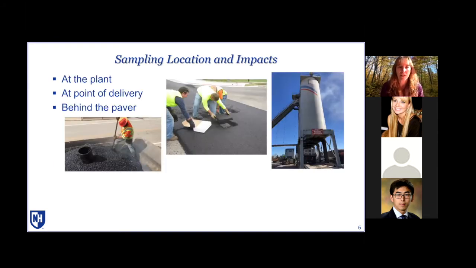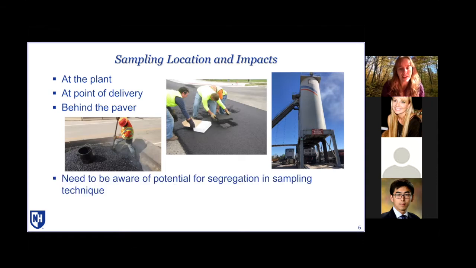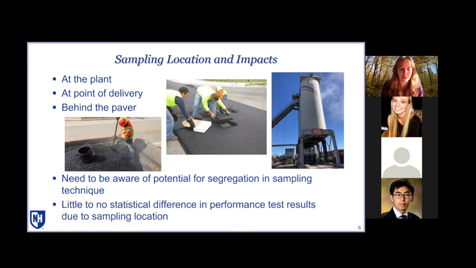Now going into each of these a little bit more, sampling locations: there are various locations where material can be sampled, from at the plant, point of delivery, or behind the paver. In terms of what we found for impacts, you need to really be aware of the potential for segregation in the sampling technique itself. The literature that's out there shows that there's little to no statistical difference in performance test results due to the sampling location. But there are differences potentially if there are issues in the sampling process itself.